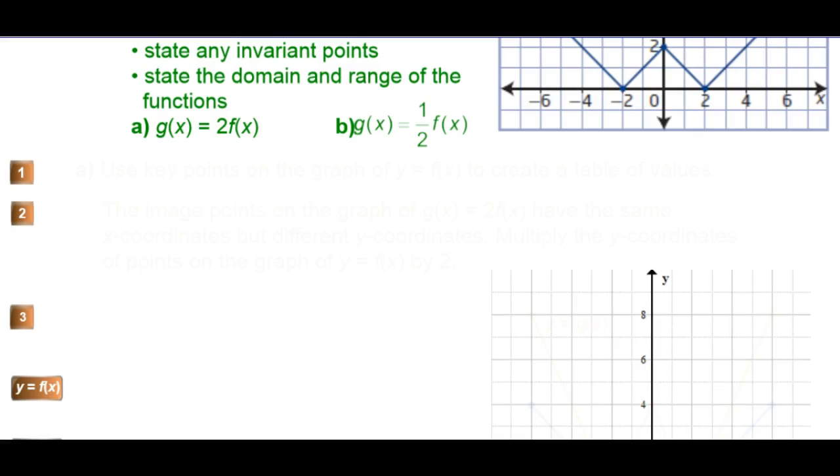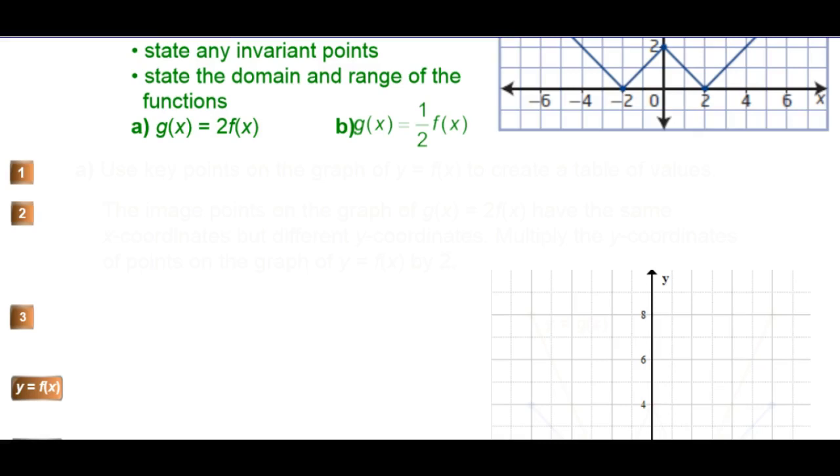The other question said, what are the invariant points? Those are the points that didn't change between the two graphs. This one was -2 and 0, and this one is still -2 and 0. This one was 2 and 0, and this one is still 2 and 0. So this one has 2 invariant points.